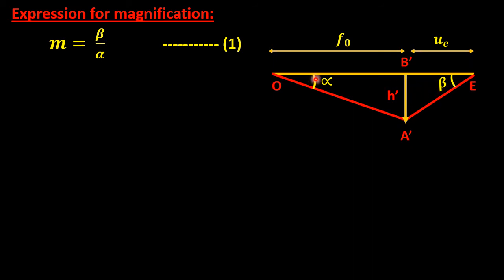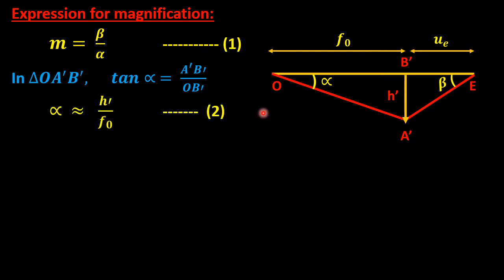So in this figure, in the left triangle given by the name OA'B', we can write tan alpha equals perpendicular A'B' divided by base OB'. So A'B' here is S' and OB' is F naught. And under small angle approximation, this tan alpha will be replaced by alpha. So that we can write alpha is nearly equal to S' by F naught. So let this be equation number 2.